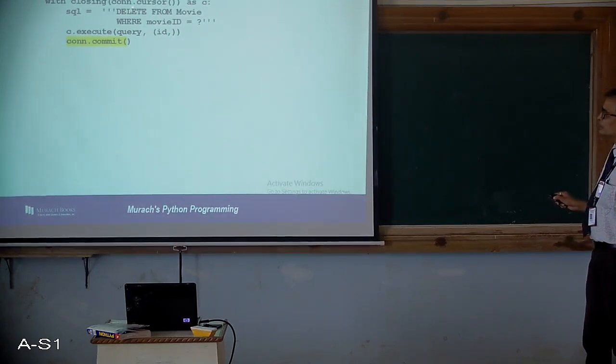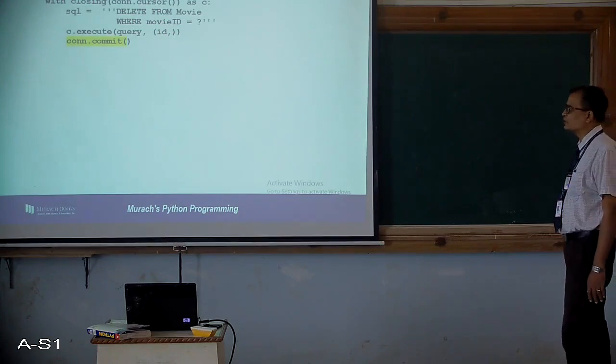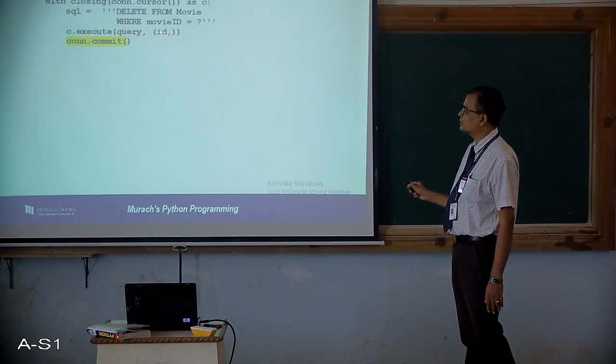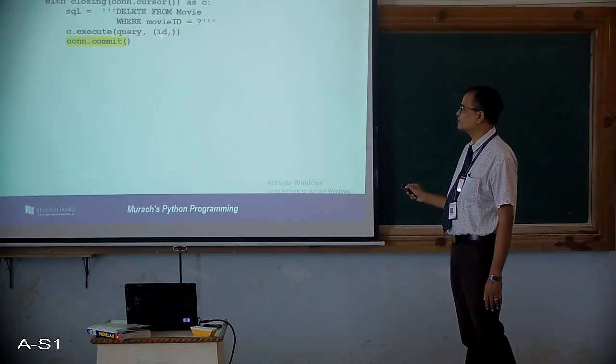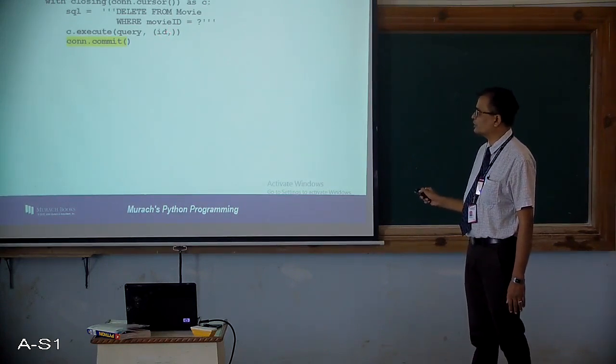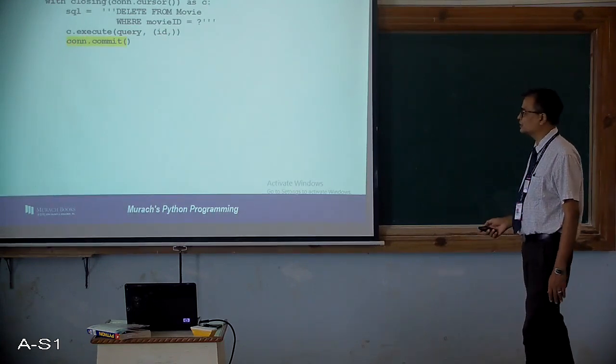So with the closing connection dot cursor as C, SQL is equal to delete from movie where movie ID is this. What is movie ID? Movie ID is 12 that we are passing here. In the previous class I told you, whenever you are using a tuple with a single value, you need to end with a comma, otherwise it will not be considered a tuple. And whenever you want to pass multiple values for the execute command, you need to pass them in a tuple. So always remember that after specifying the value here, you need to specify the comma. Please remember this. And once that is done, call the commit function on the connection.